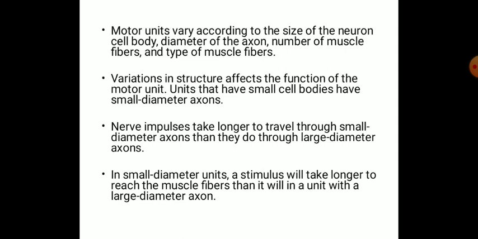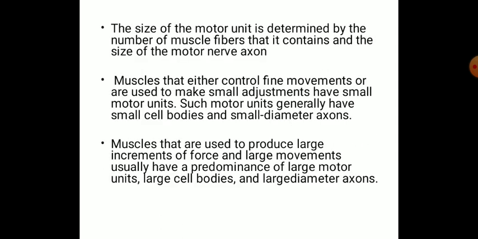So in a small diameter unit, a stimulus will take longer to reach the muscle fibers than in a larger diameter axon. As I said, if it is a larger axon, then the impulses will travel in a faster, rapid action mode. And if it comes to a smaller diameter axon, then the transmission will be sluggish compared to the larger motor units. As I said earlier, the size of a motor unit is basically determined by the muscle fibers which need to be supplied by that particular motor axon.